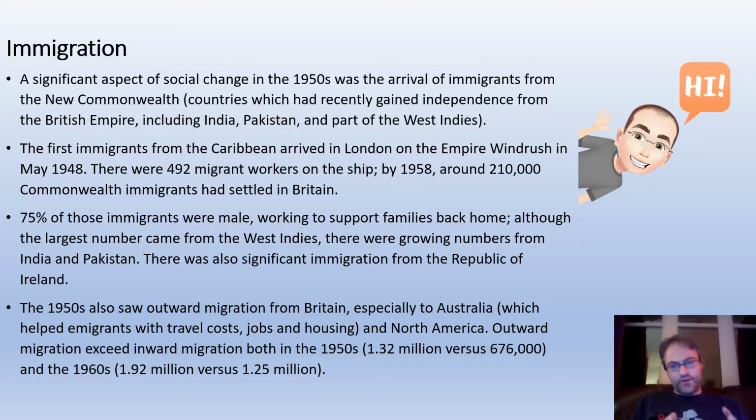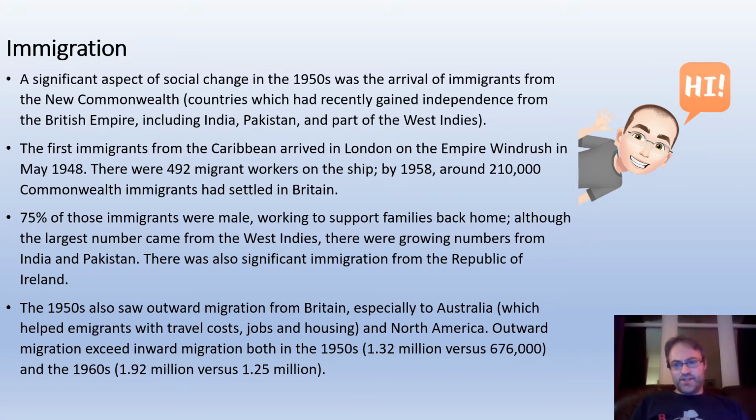We see the first wave of immigrants coming from the Caribbean on a ship, which we've heard actually quite a lot about in the last few years. The ship was called the Empire Windrush, and you may have heard these people referred to as the Windrush generation. There's actually been quite a lot of controversy in recent years about the way that many of them were treated, even up to the modern day.